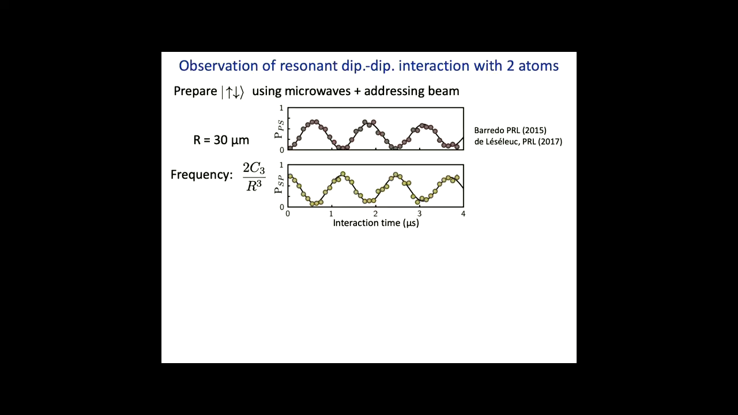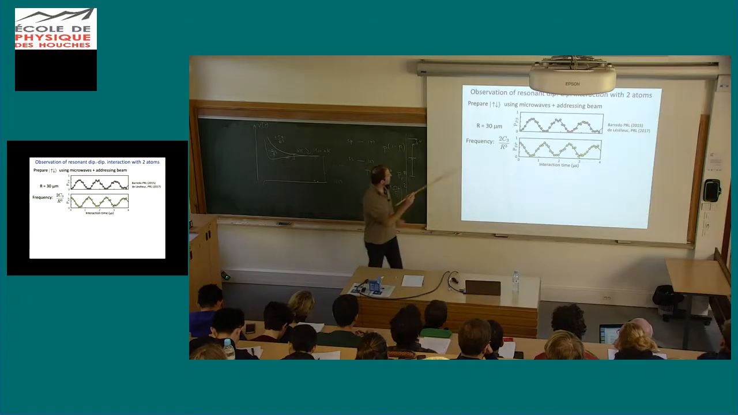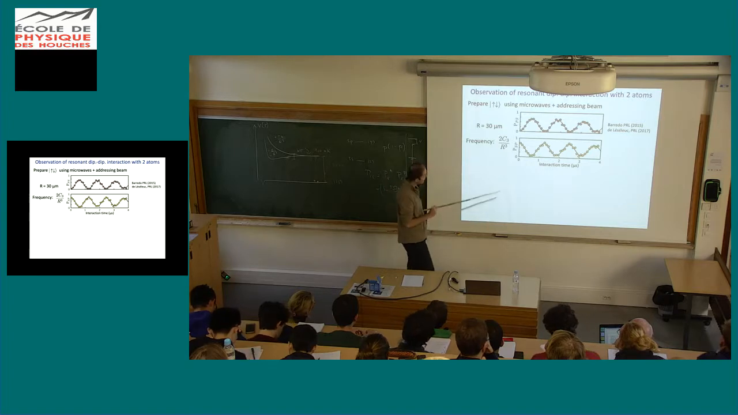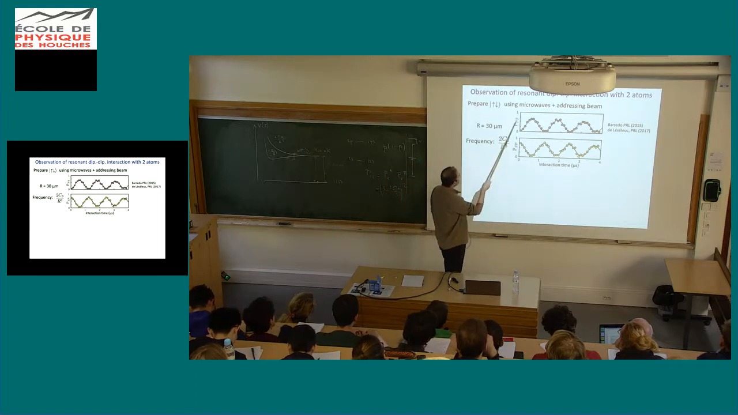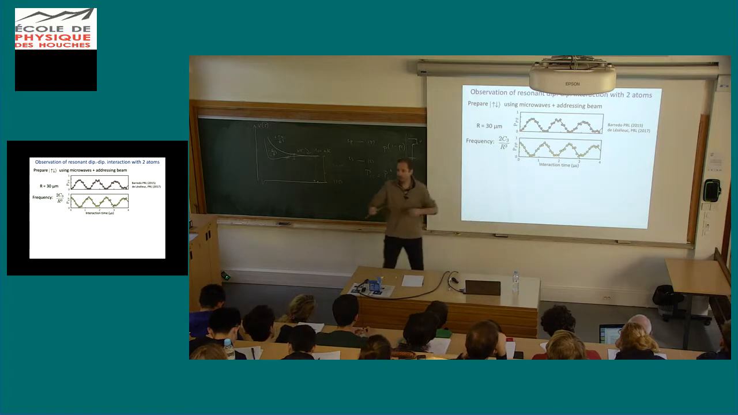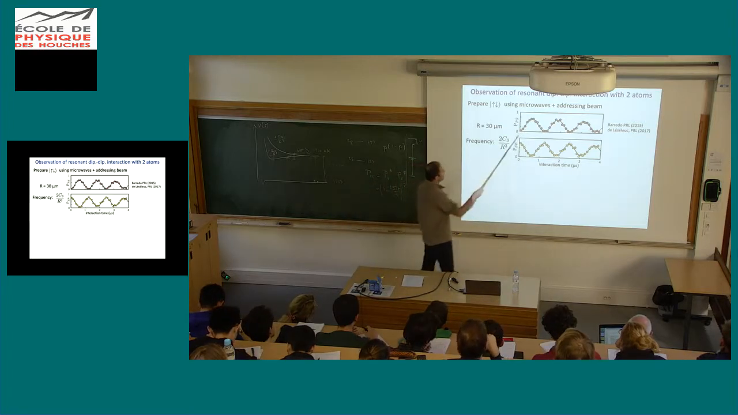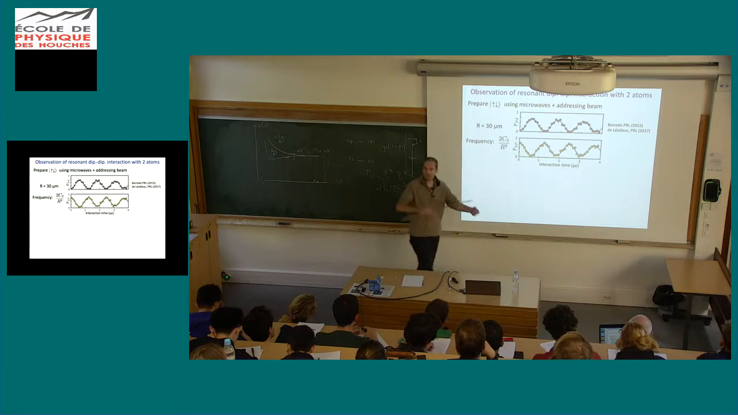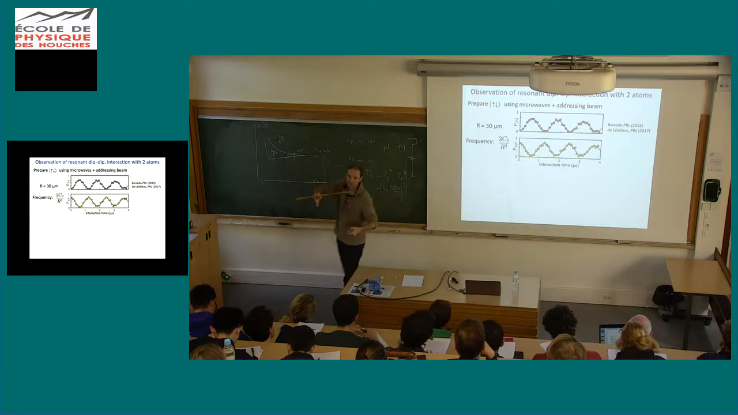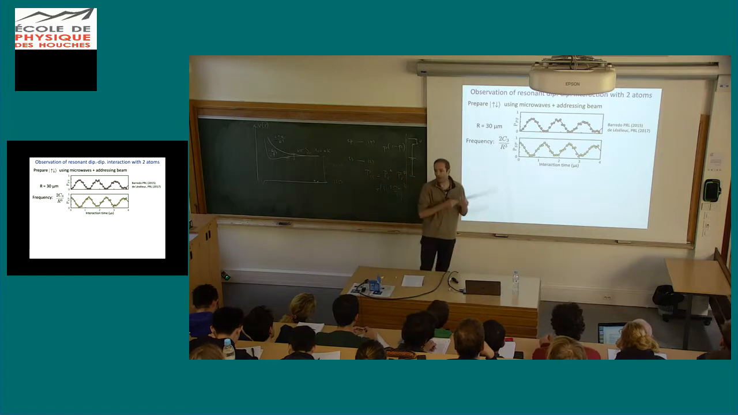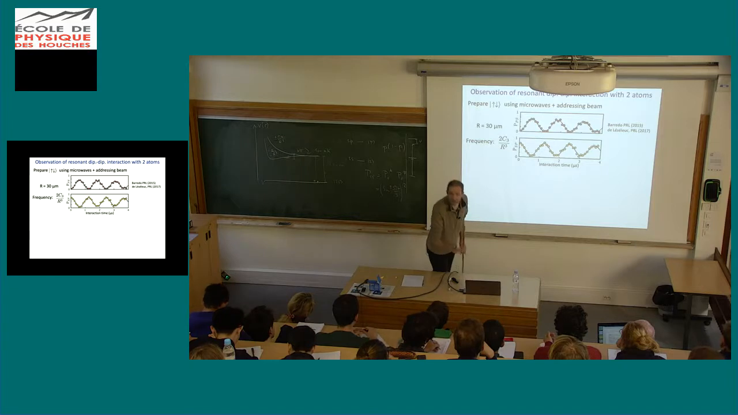Well, let's go to the lab. Just take two atoms at a given distance. Here the distance is 30 micrometers. Let's prepare one atom in the state P, the other one in S, and measure their state after some time. It oscillates, and it oscillates in phase opposition, which is exactly this coherent transfer of an excitation from one atom to another one, driven by the resonant dipole interaction. Okay? So this is clear to everyone?